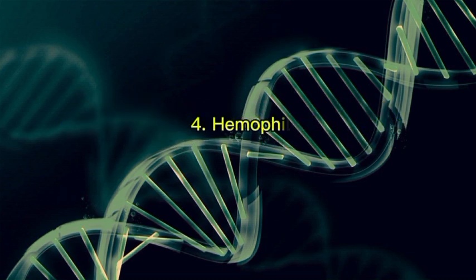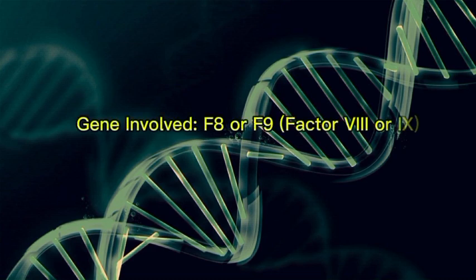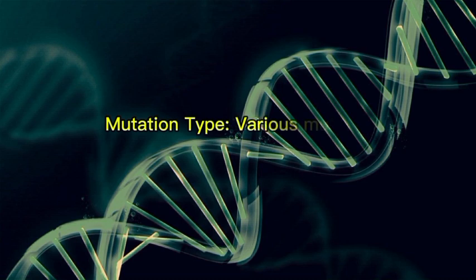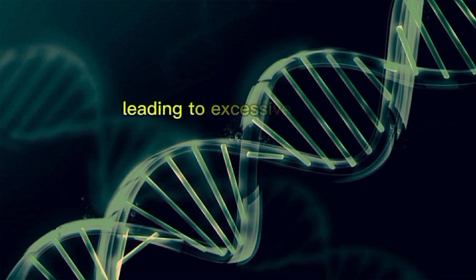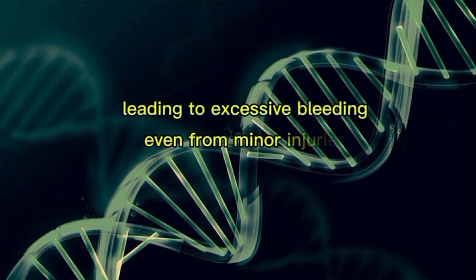4. Hemophilia. Gene involved: F8 or F9, factor 8 or 9. Mutation type: various mutations, including point mutations, insertions, or deletions. Effect: impaired blood clotting, leading to excessive bleeding even from minor injuries.